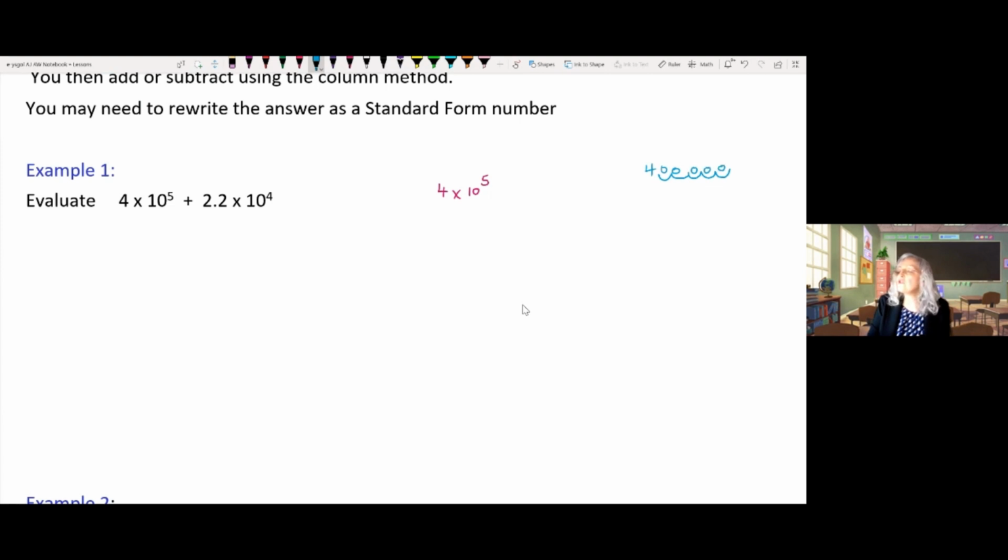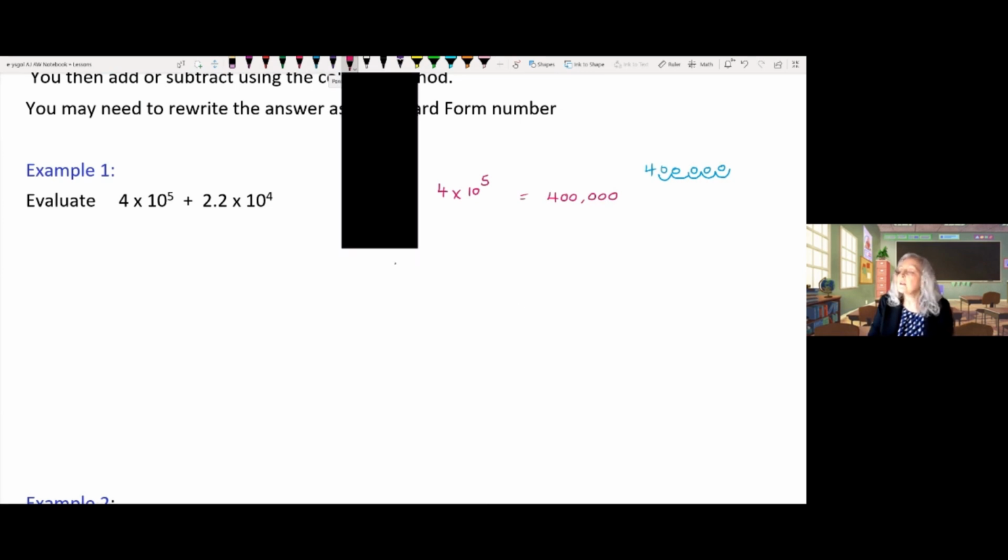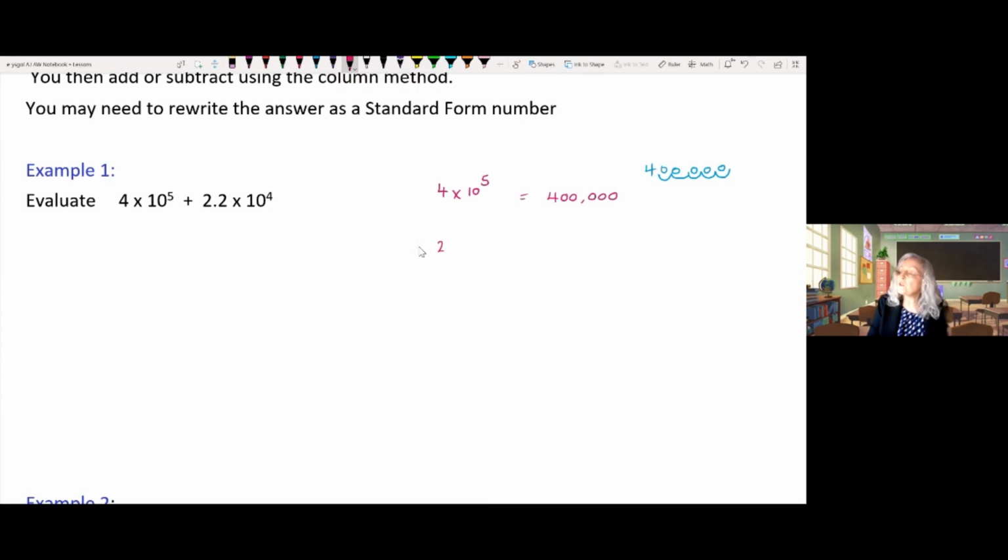So that is 400,000. So this one is 400,000, and then 2.2 multiplied by 10 to the power of 4. Well, let's have a look at that one. So I've got 2.2 and 1, 2, 3, 4. That one is 22,000. So now I've got these, I'm going to add them up.